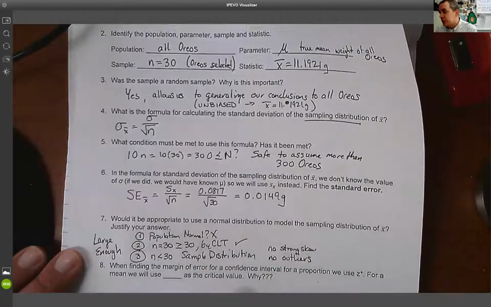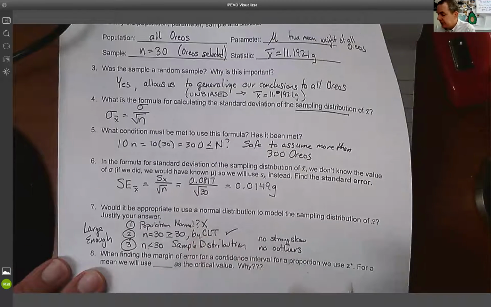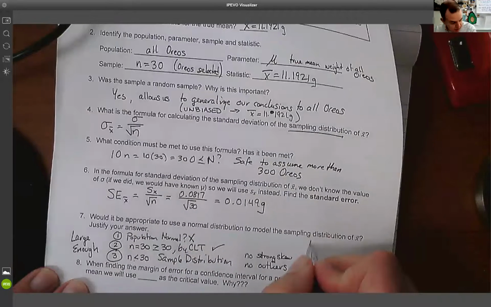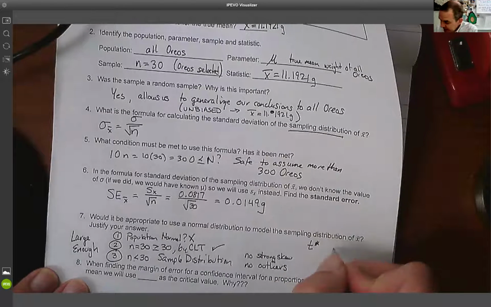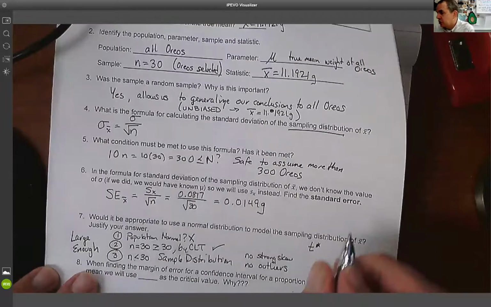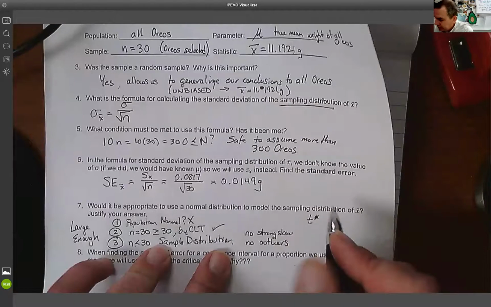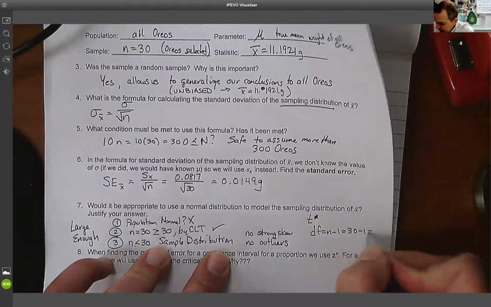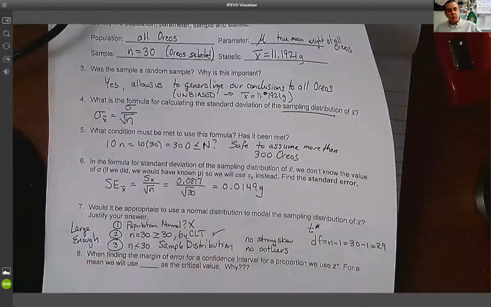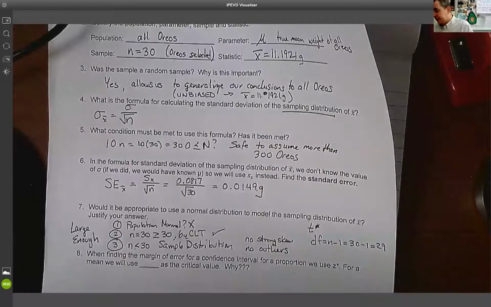And what this allows us to do, if we've done this, is figure out our t star. What is going to happen with our t star is we are going to base that on our degrees of freedom. So our degrees of freedom equals n minus 1 equals 30 minus 1 equals 29. So we're going to go back to table B. And here's how we work with table B now.